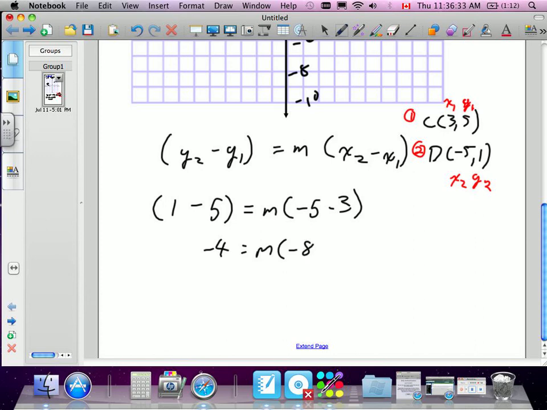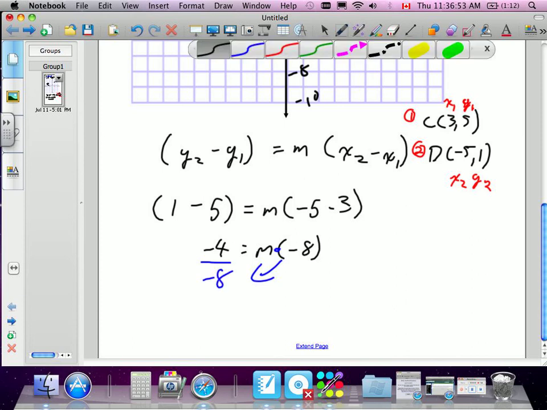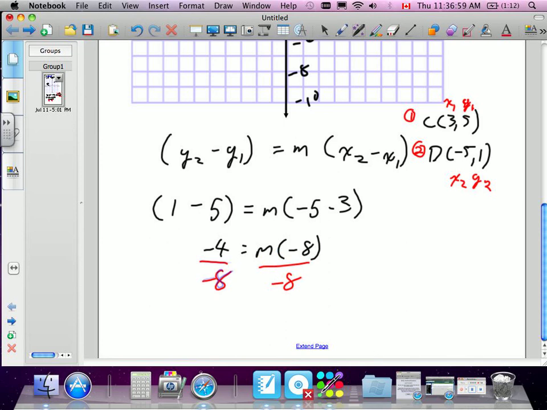-8. Good. Now, the whole point of putting this in point slope form is so that we can figure out our slope. Okay? So we're going to find out the slope of this line. I'm going to move the -8 over. Because this says m times -8, when I move -8 over, we'll end up dividing by -8. So I'm going to divide both sides by -8. And we know that these two will cancel each other out, so we'll be left with just m is equal to, these are both negative, so it's going to be a positive answer, and I can reduce it to 1 over 2. So I now have slope, okay?